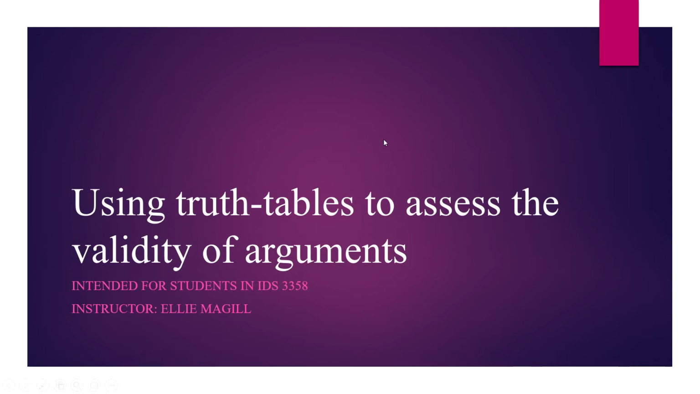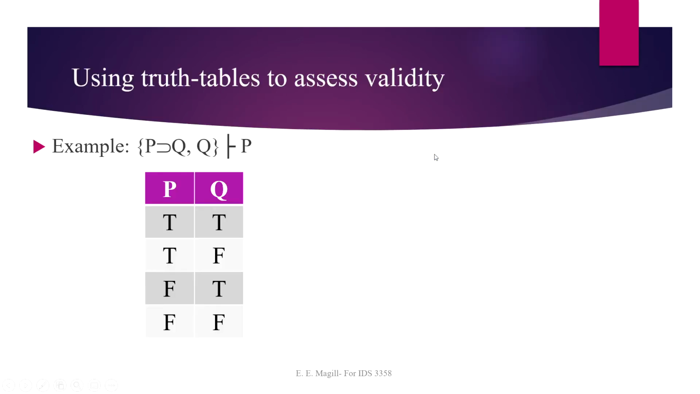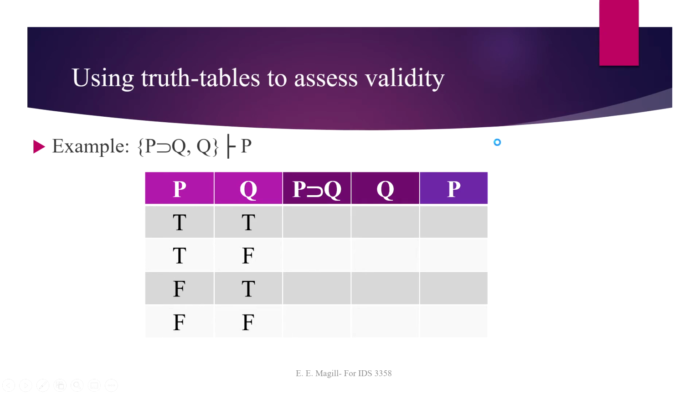The first argument we're going to look at has the premises if P then Q, and the second premise Q, with the conclusion P. We're going to set up this truth table with the premises first and the conclusion at the end. Even though one of our premises and the conclusion are technically already on the table in the first two columns, it's better to repeat them in this order so you don't make mistakes while doing the assessment.